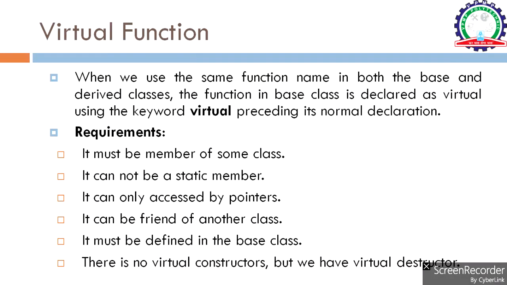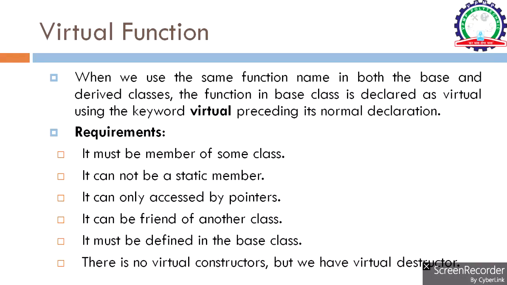When we use the same function name in both the base as well as derived classes, the function in the base class is declared as virtual using the keyword virtual preceding its normal declaration. So a virtual function is a function of a base class which has the same name in the derived class also. So we are making a version of the base class function virtual, right?